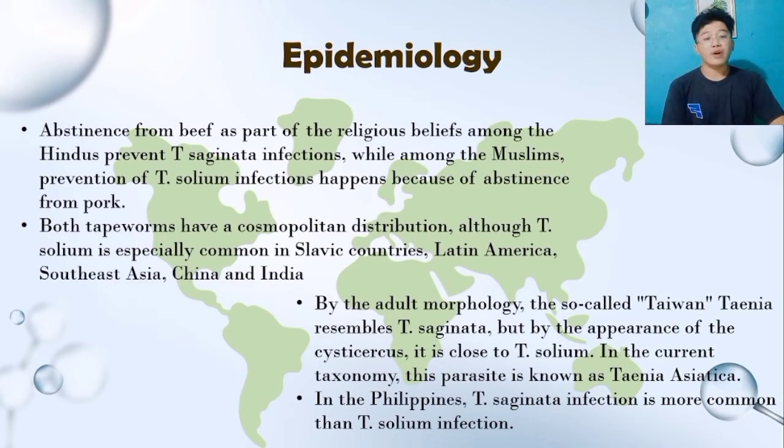By the adult morphology, the so-called Taiwan Taenia resembles T. saginata, but by the appearance of its cysticerci, it is close to T. solium. In the current taxonomy, this parasite is known as Taenia asiatica. In the Philippines, T. saginata infection is more common than T. solium infection.